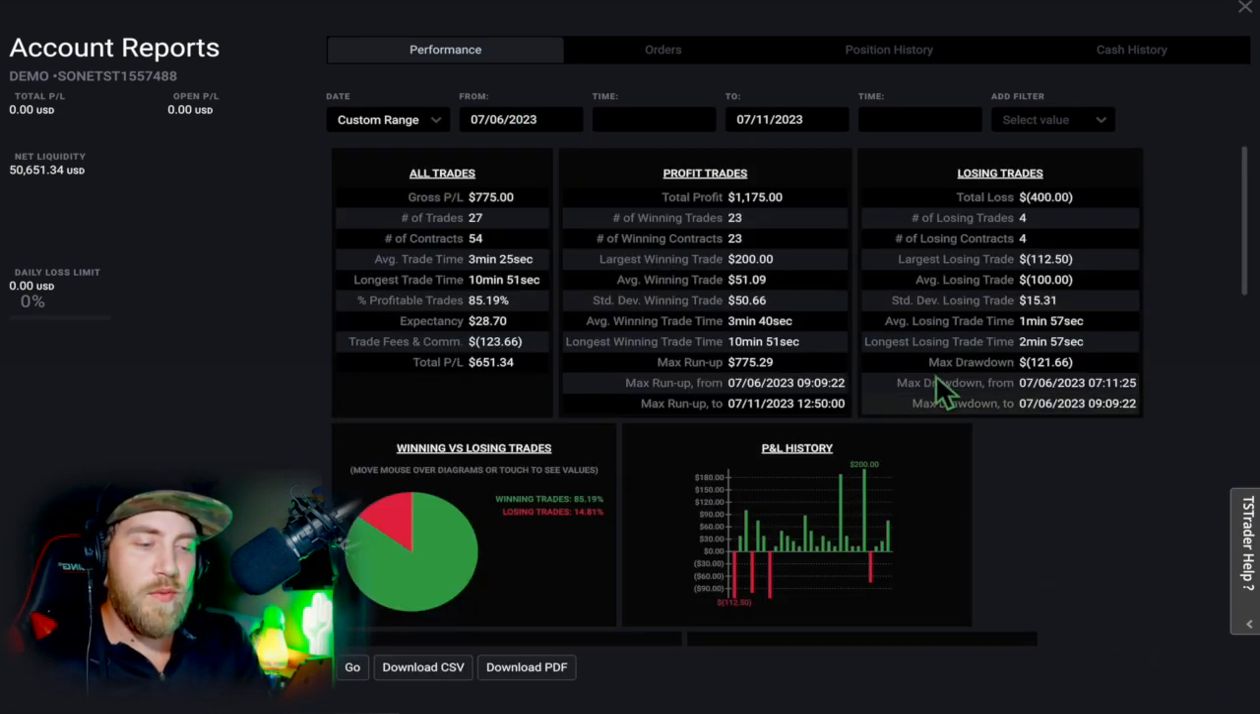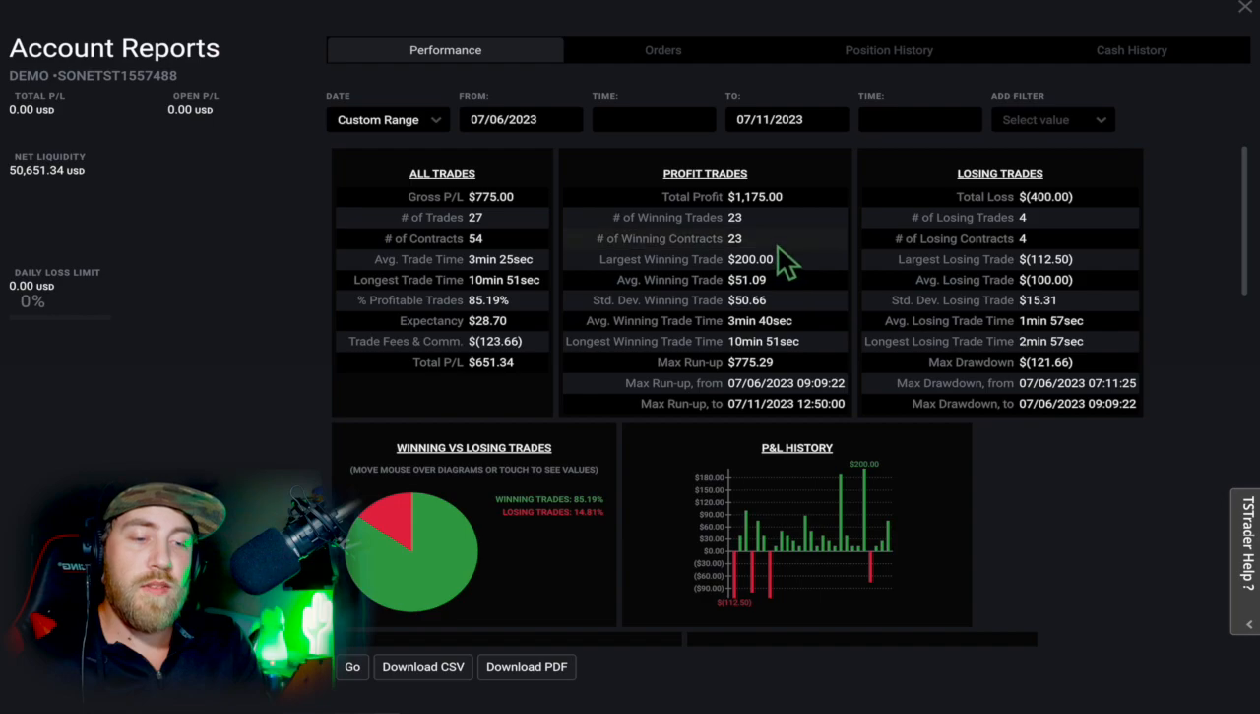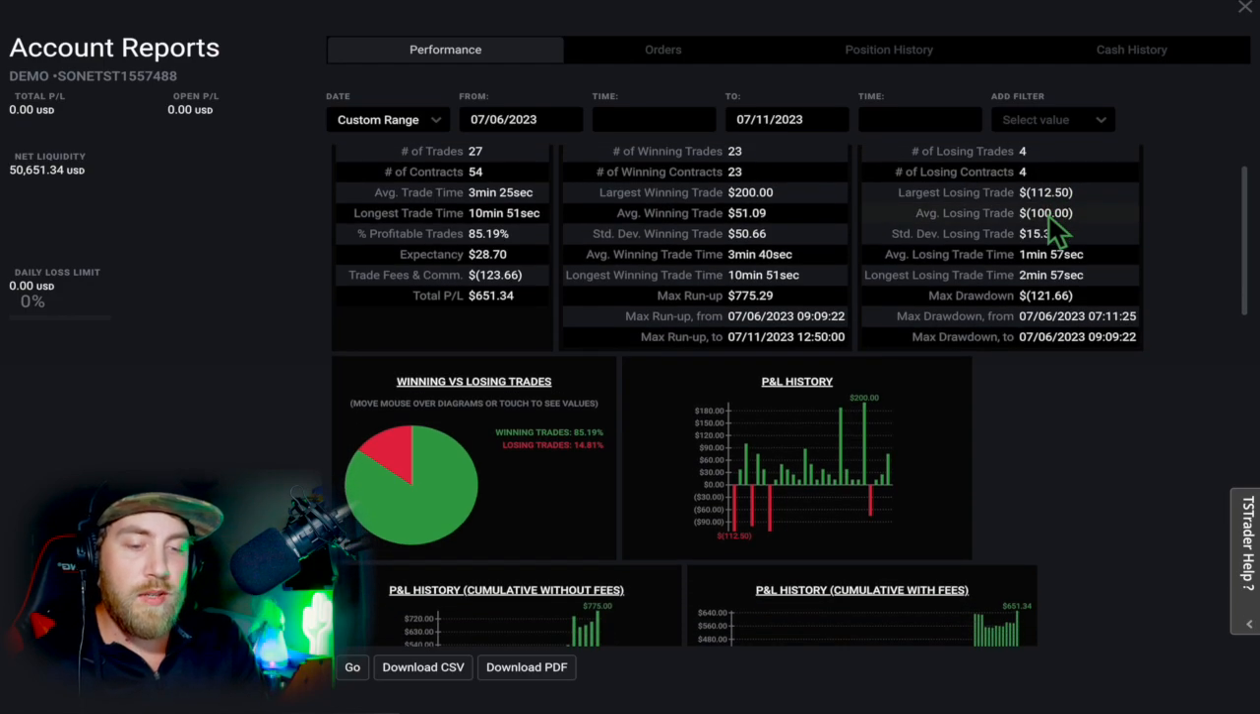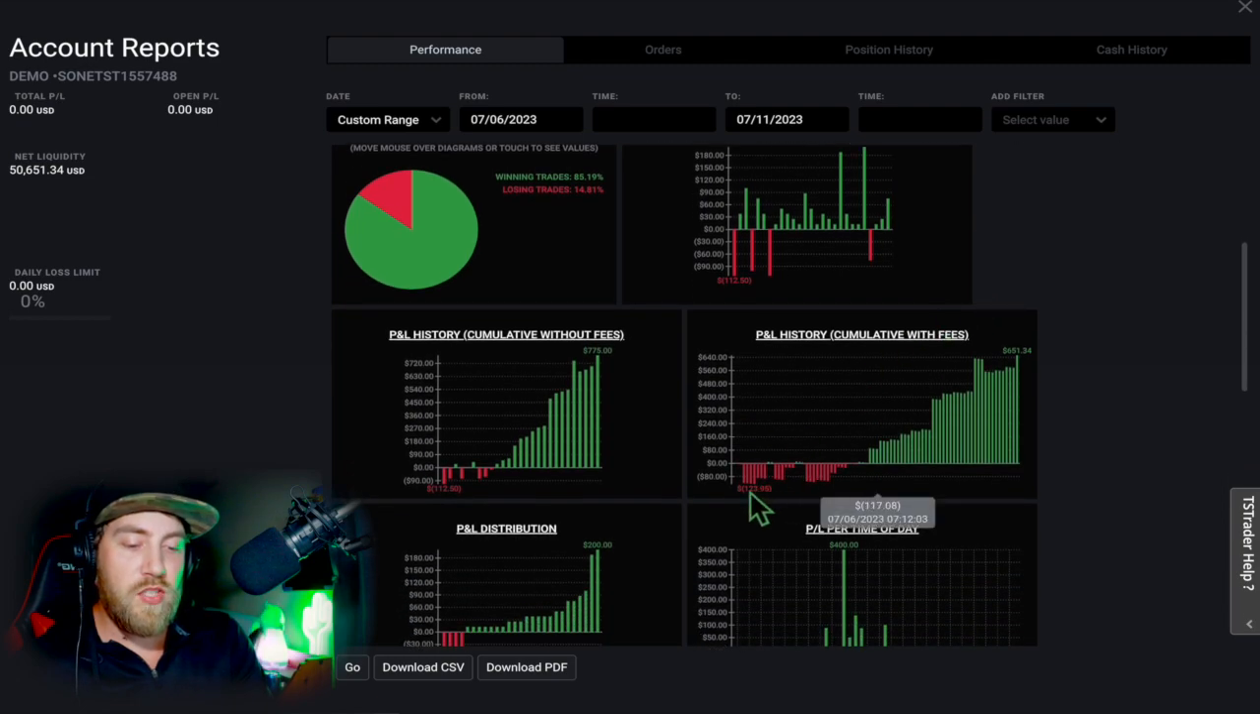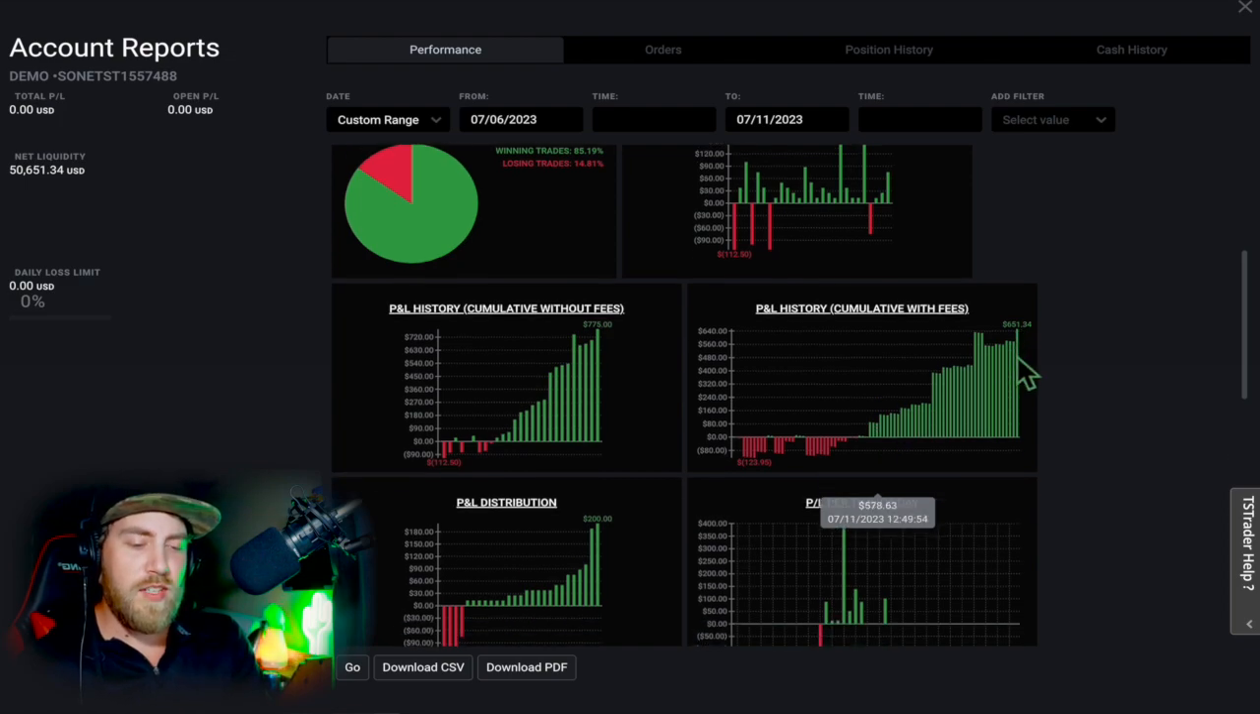Okay, here we go. So from the start of this challenge, which was 3 trading days, I've made 27 trades, 23 of them were green, 4 losses, total profit $1,175, total loss $400. But it's really cool once you get more information and more data in here, you can see how it all kind of plays out for you. And you can see like this, starting off red, battling out that first day, and then that day turning green and then just building on top of it. It's just cool to see it all.